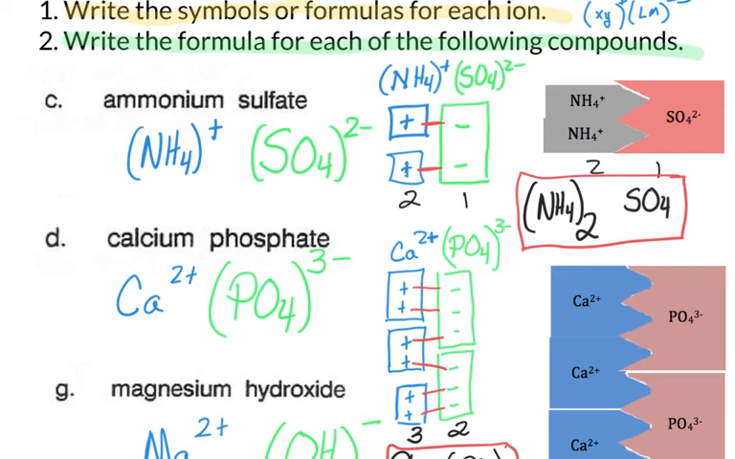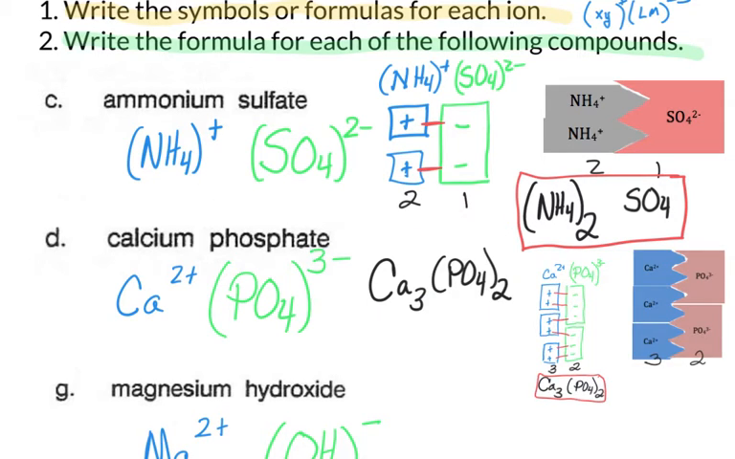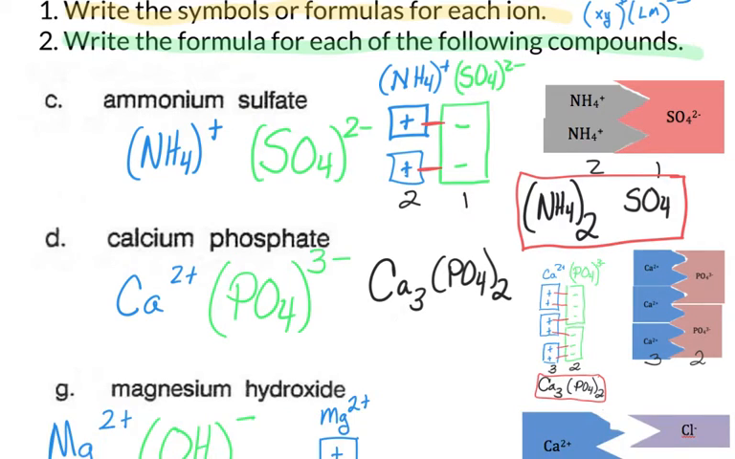And our last one is magnesium hydroxide. And we're going to start with magnesium has a 2+. If you like the cutouts, go ahead and use those. So it's going to have 2 pointed ones. And then we're going to have hydroxide, which is a group, which has just 1 negative charge. So you can see that we need 2 of those hydroxides.